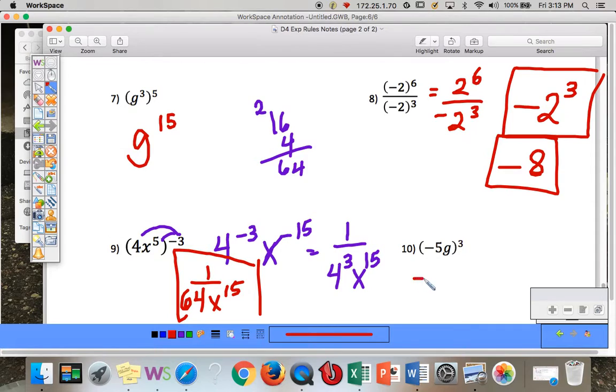And the last one, we have negative 5 to the third power, g to the third power. And again, this negative 5 means negative 5 times negative 5 times negative 5. I believe that's negative 125, g to the third. Okay, so if you have a negative base to an odd power, it will be negative. If you have a negative exponent, you flip it to the opposite spot to make it positive.